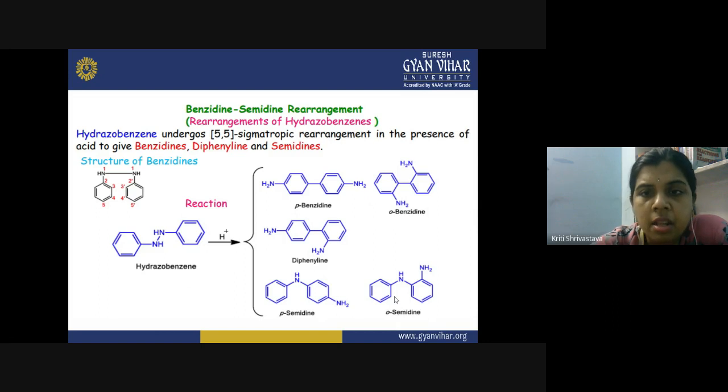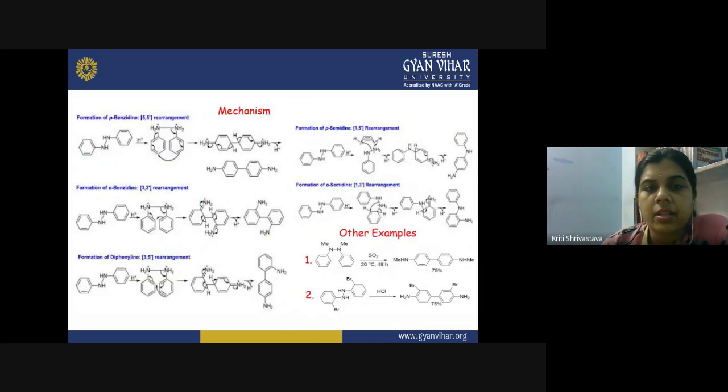They are present during the reaction, and 5,5 sigmatropic rearrangement takes place in the presence of them. So all the different types of starting compound give rise to different types of product. So let us see the first case, that is para-benzidine. In the para-benzidine, this is your possible rearrangement, and it is a 5,5 sigmatropic shift. So 1, 2, 3, 4, 5, and 1, 2, 3, 4, 5. These electrons are shifting to this position.